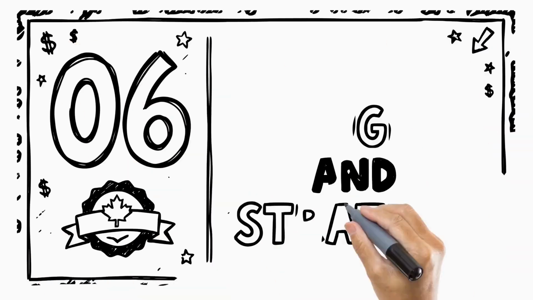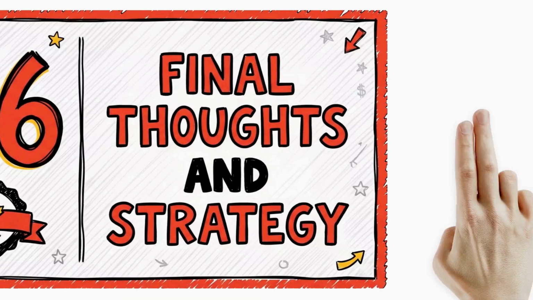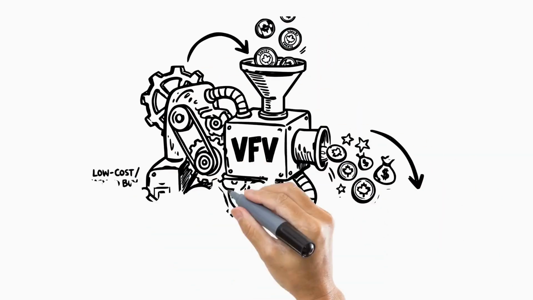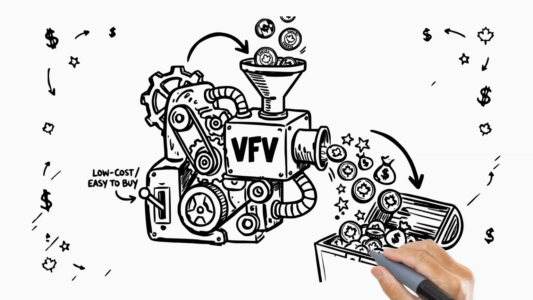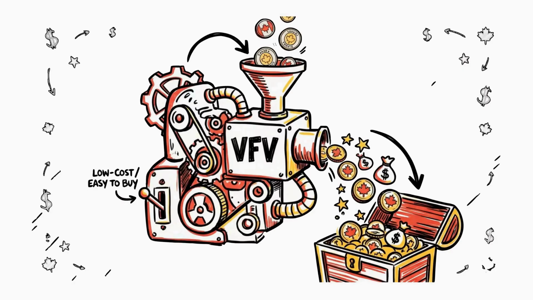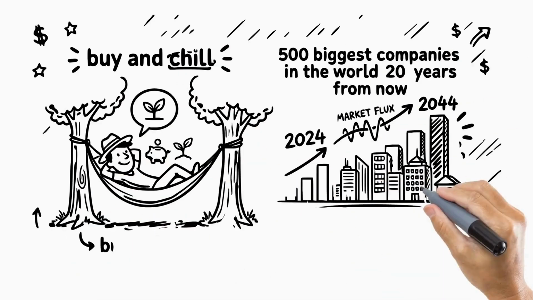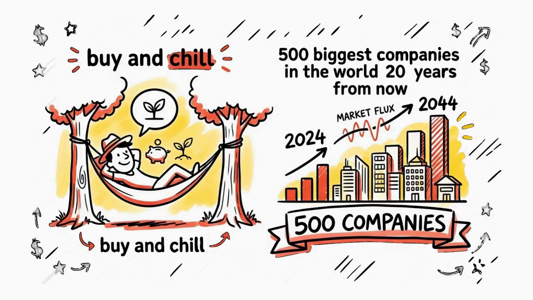Chapter 6. Putting everything together. At the end of the day, VFV is a wealth machine. It's low cost, high quality, and incredibly easy to buy on apps like Wealthsimple or Questrade. It's not for trading, it's for owning. It's for the person who wants to buy and chill. Whether the market goes up or down tomorrow doesn't matter. What matters is where the 500 biggest companies in the world are 20 years from now.